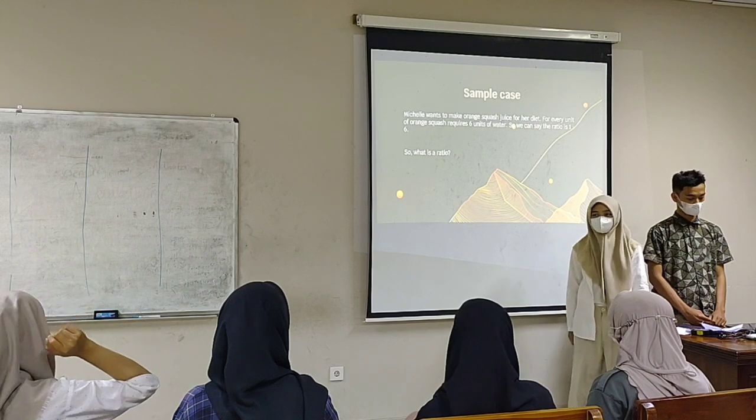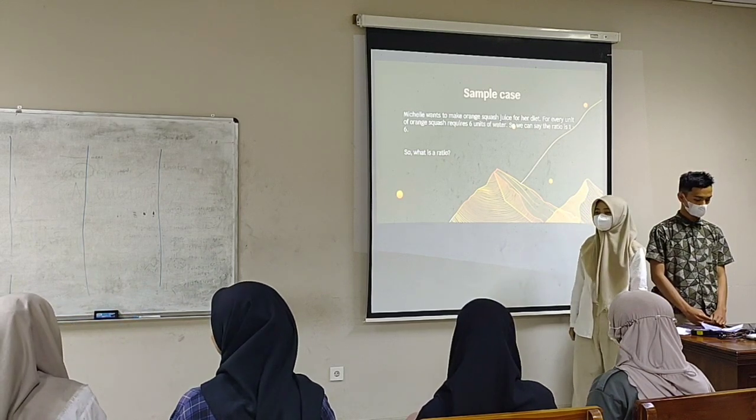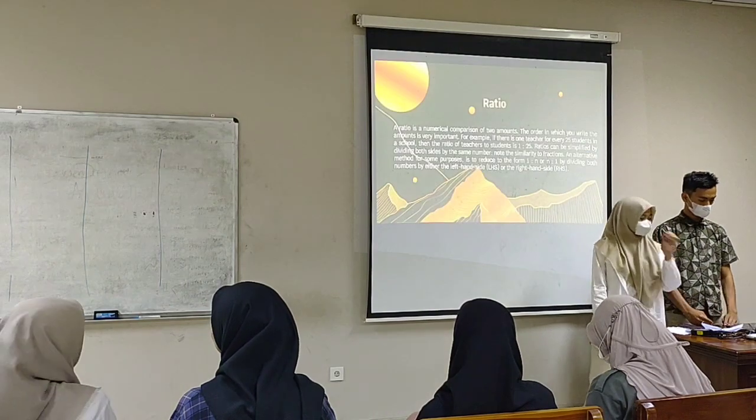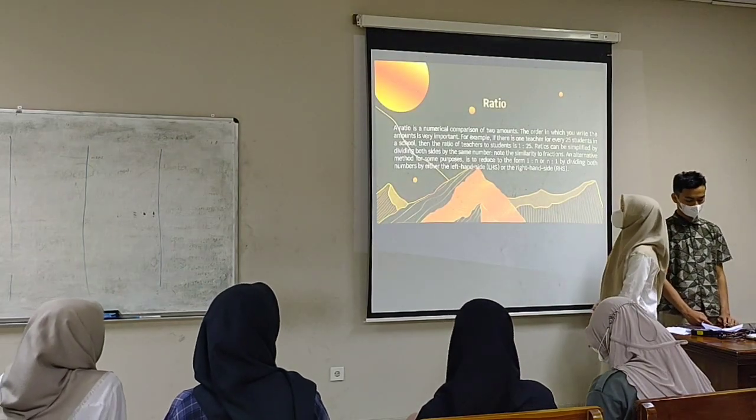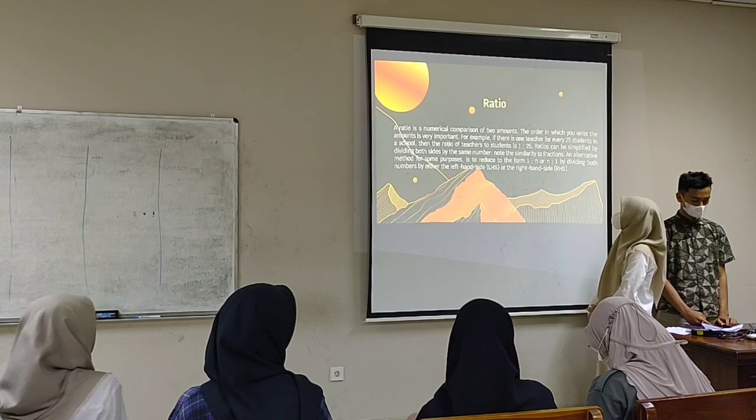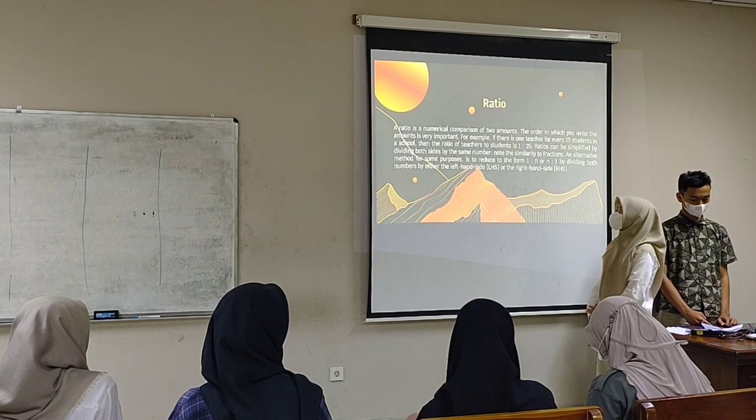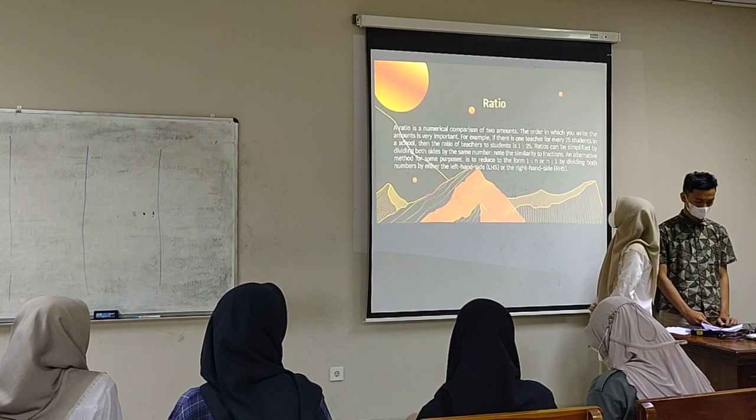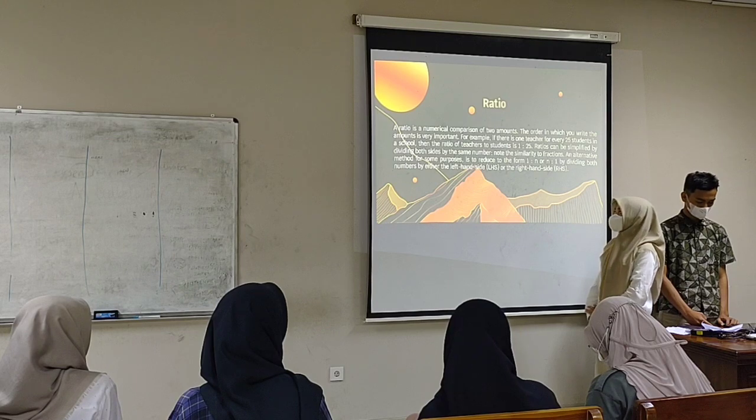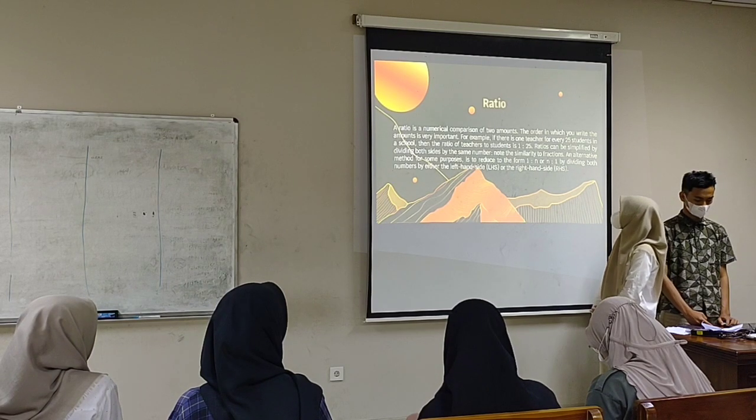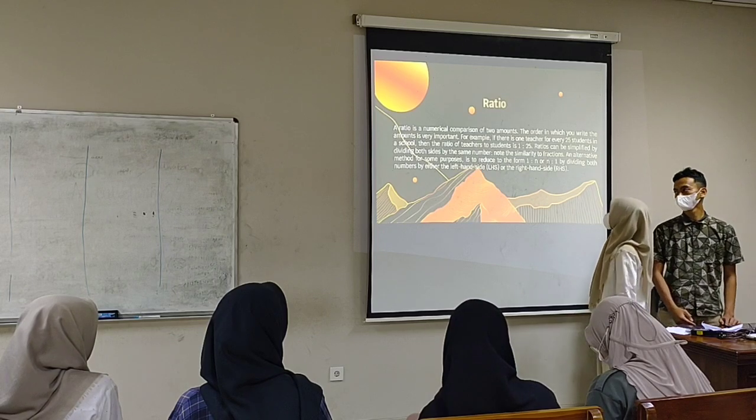Yuna? Ratio is about proportion of something. Okay, correct. So ratio is a numerical combination of two amounts. The order in which you write the amounts is very important. For example, if there is one teacher for every 25 students in a school, then the ratio of the teachers to students is 1 to 25.